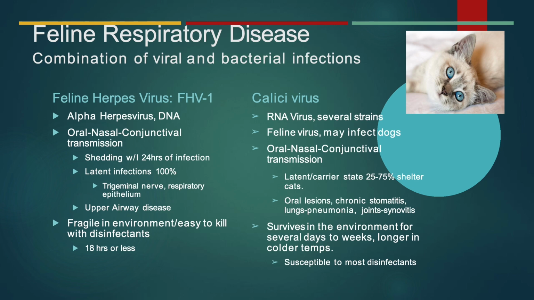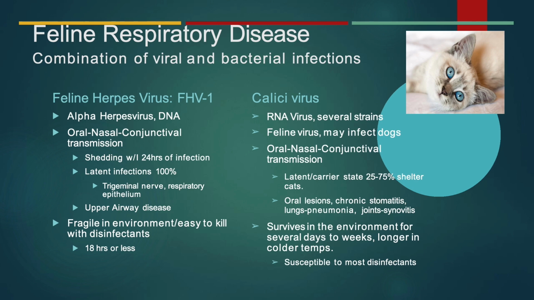It likes to hang out in the trigeminal nerve, which is the one that's right up in here and goes to your eyes, so that's why they get squinty a lot of times, as well as in the respiratory epithelium. It primarily causes a lot of upper airway disease. Very rarely will this become a pneumonia unless the cat is immunosuppressed for some reason.